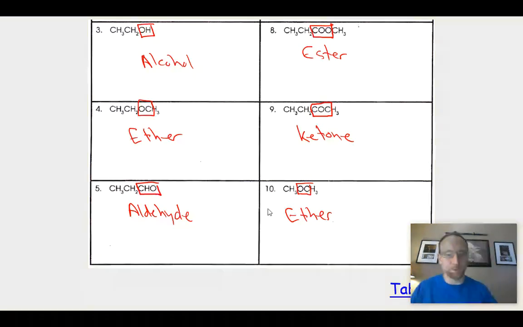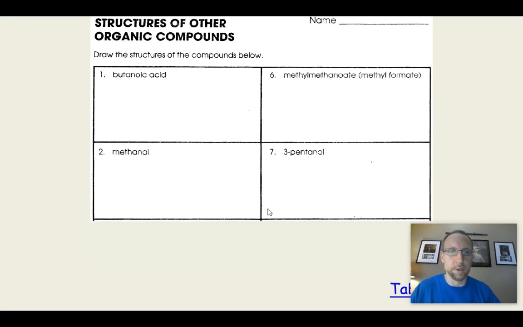Next up, I want you to draw these. So let's try drawing these out. So how do you draw them? The easiest way to do it is draw the length carbon chain and then kind of build off of it. All right. So butanoic acid. So first you got to say, all right, it ends in anoic acid. So I know it's an organic acid.